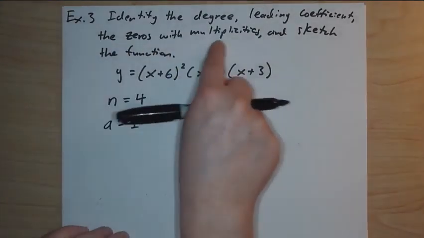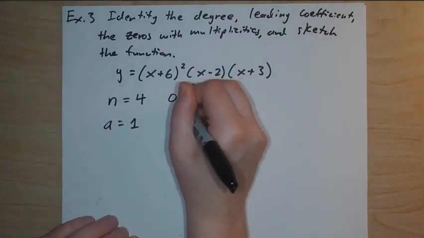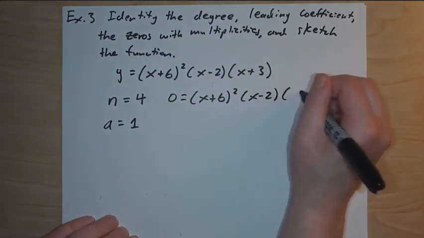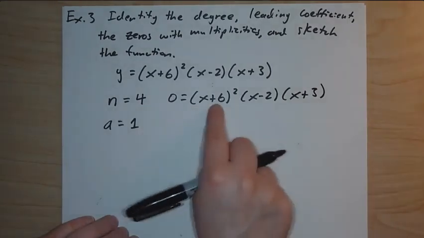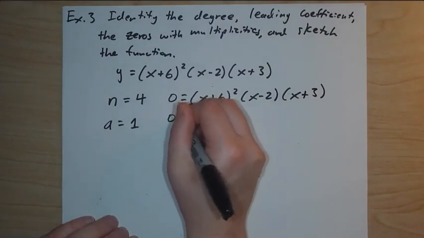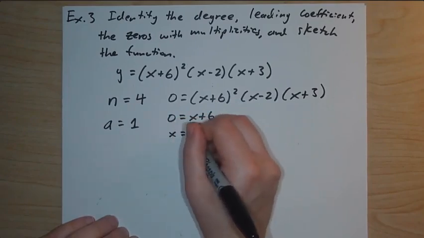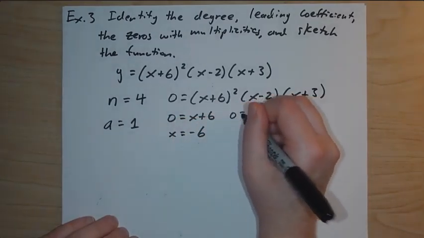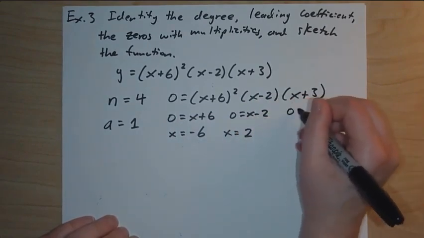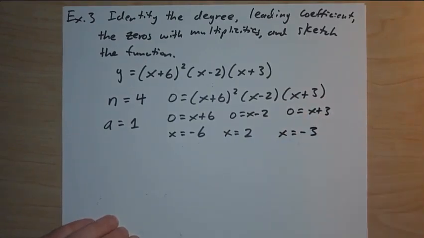And then next, we want to find the zeros with the multiplicities. To do that, we're just going to set y equal to 0. So we have 0 is equal to (x plus 6) squared times (x minus 2) times (x plus 3). This will remain true if either of these are 0. So if we set 0 equal to x plus 6, then we get x is equal to negative 6. If we have 0 equal to x minus 2, then x is equal to positive 2. And if we have 0 equal to x plus 3, then x is equal to negative 3, if we solve that for it.